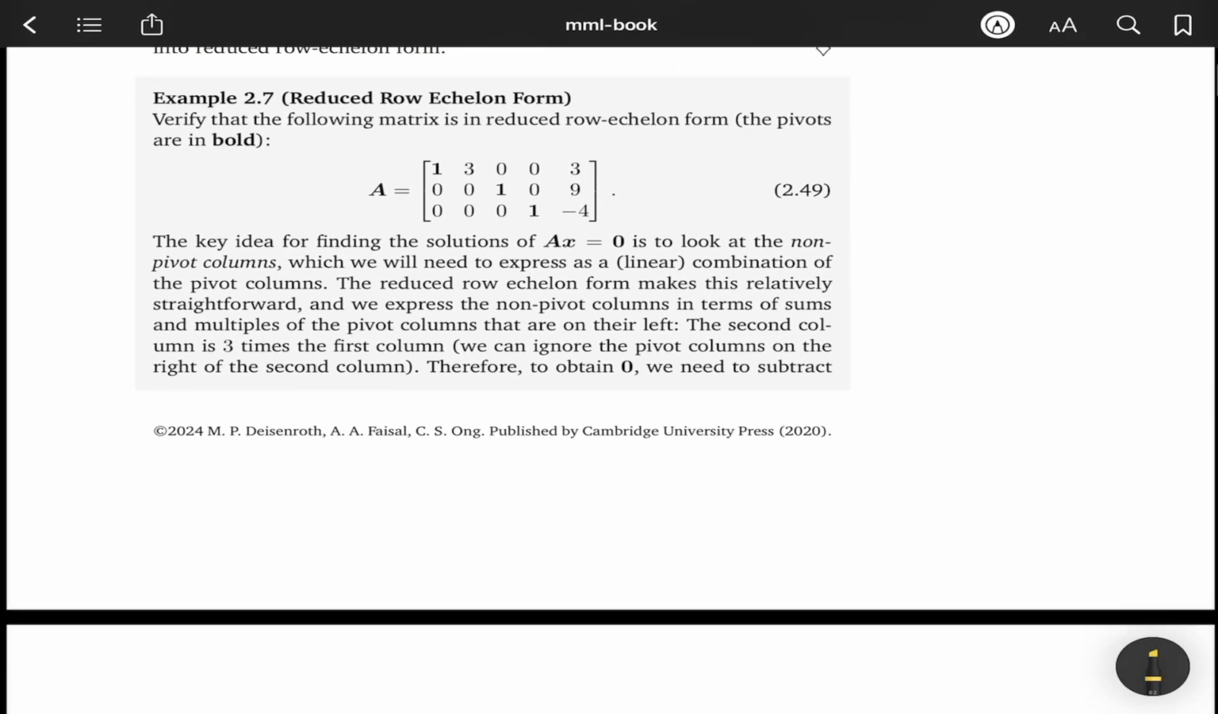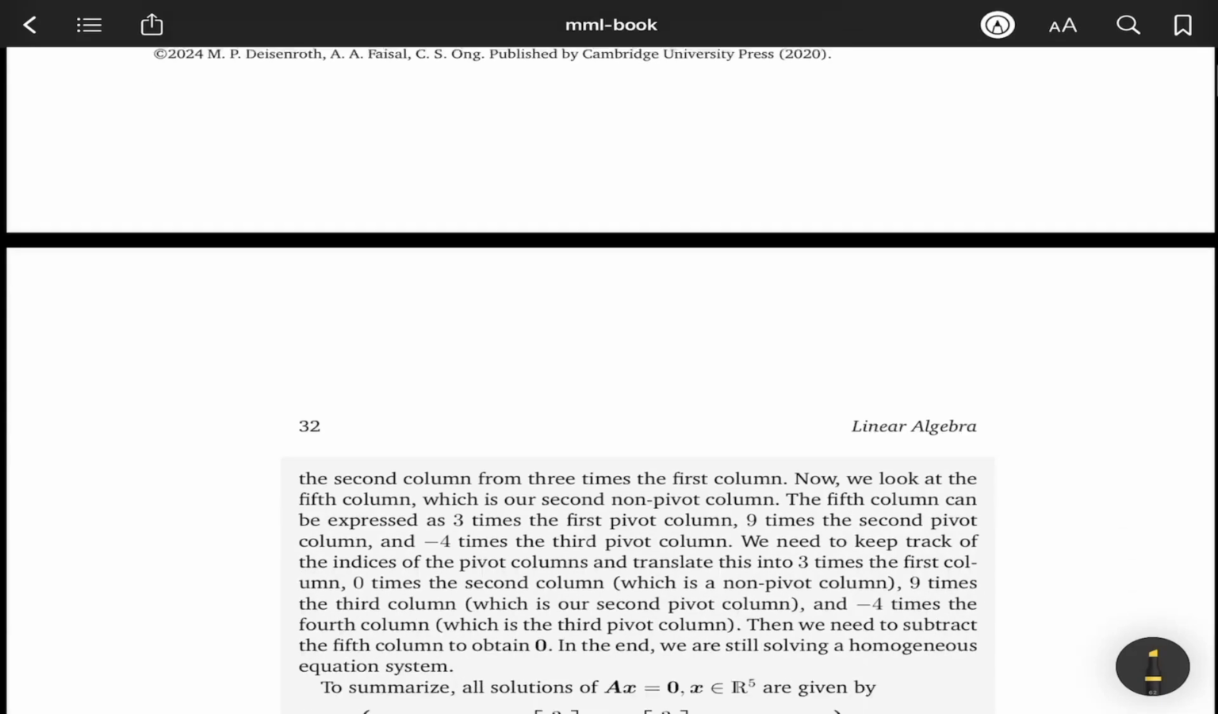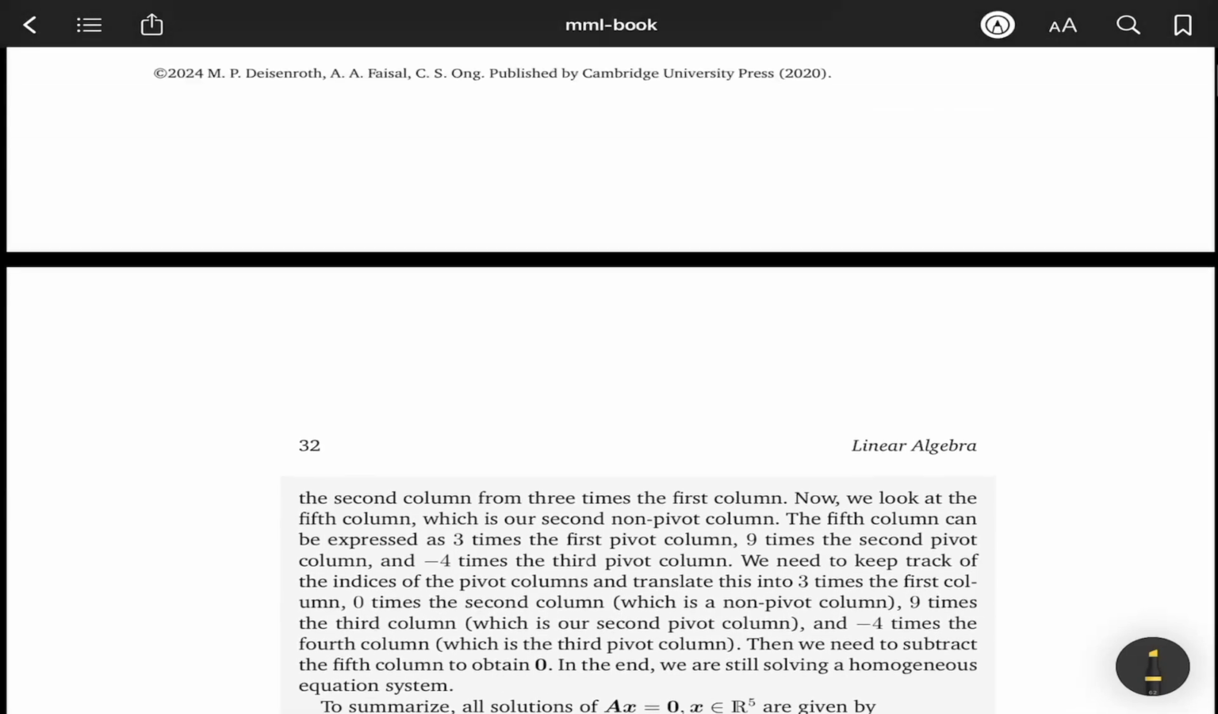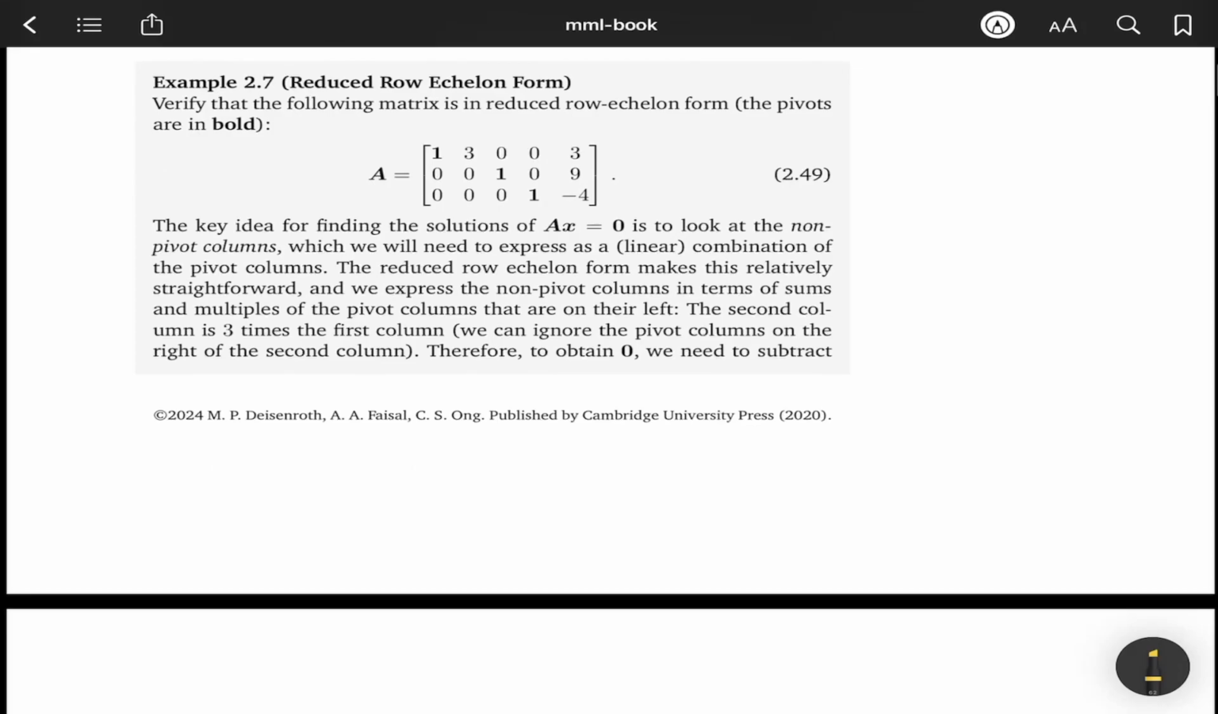Example 2.7. So how long is this chapter? Only this part. Okay. Example 2.7. Reduced echelon form. Verify that the following matrix is in reduced echelon form. The pivots are in bold.